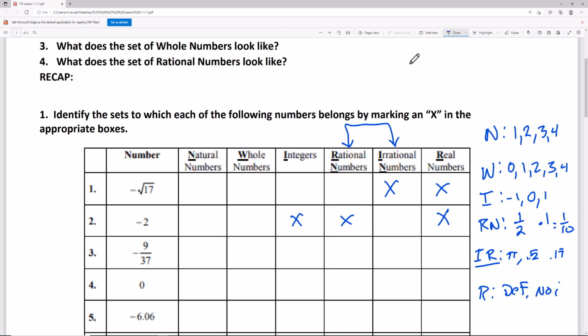0, it's a whole number because I can include 0 in my whole numbers. It's an integer. It's rational. I could say 0/1. So it's a rational number and it's real.